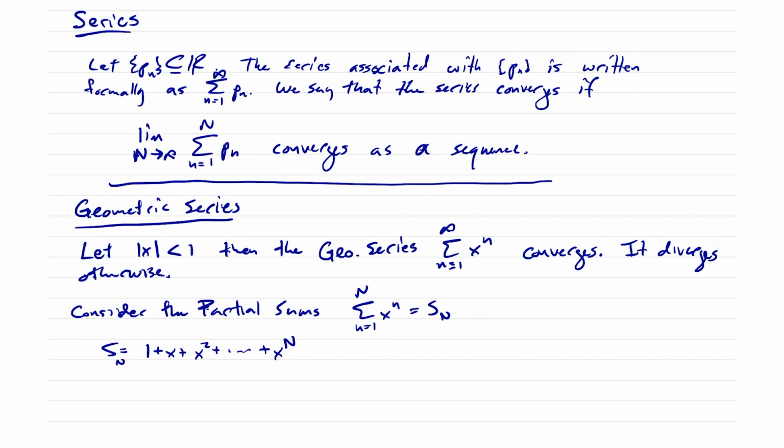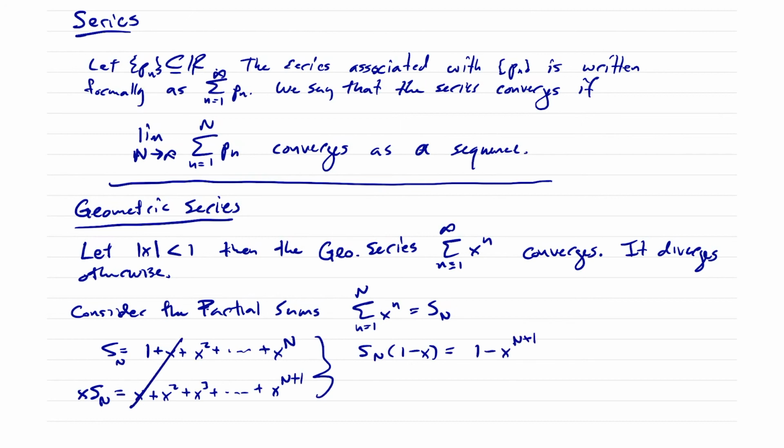And if you want to actually have a nice closed form for Sn, the slick thing to do is to take Sn and multiply it by x. So xSn is equal to x plus x squared plus x cubed plus all the way up to x to the n plus 1. Now if I take the difference of these two guys, it tells me that Sn times 1 minus x is equal to 1 minus x to the n plus 1. Because basically this cancels this guy, this cancels this guy, all the way down, and it leaves 1 and x to the n plus 1.